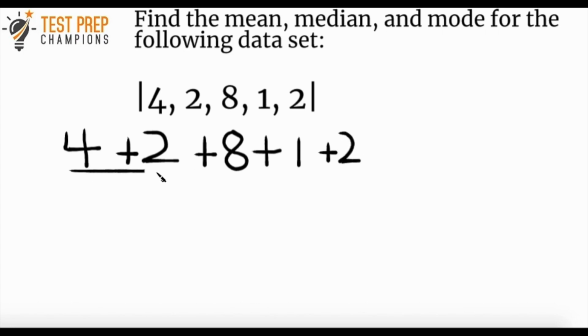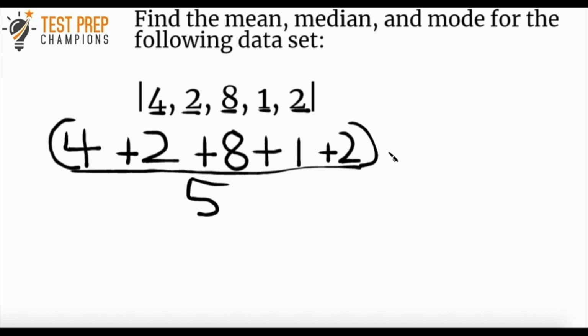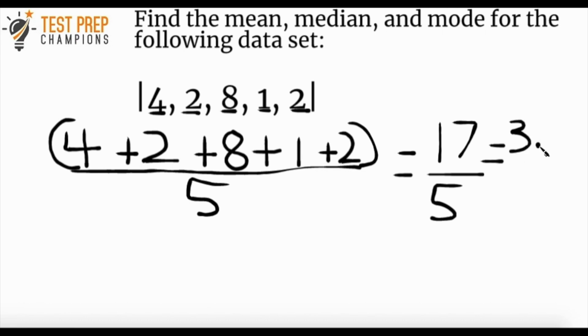Okay? So remember, the first step to finding the mean, take all the numbers in the data set and add them up. And then we're going to divide by the total number of numbers. So let's count 1, 2, 3, 4, 5. So we're going to add these up and divide by 5. So what's 4 plus 2 plus 8 plus 1 plus 2? Well, in my calculator, I get 17. So we're going to do 17 divided by 5, and that gives me 3.4. So the mean is 3.4.